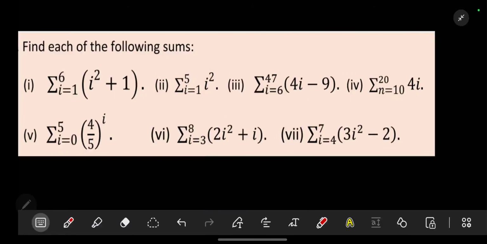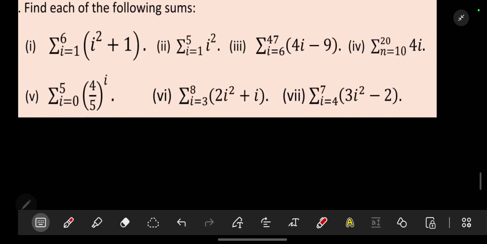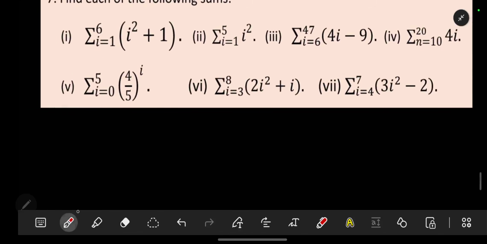So here today we are going to be looking at sums. So how do you add? Looking at the summation, you have the summation of the 6th term where i is equal to 1. So we have i squared plus 1. So how do you do this one?